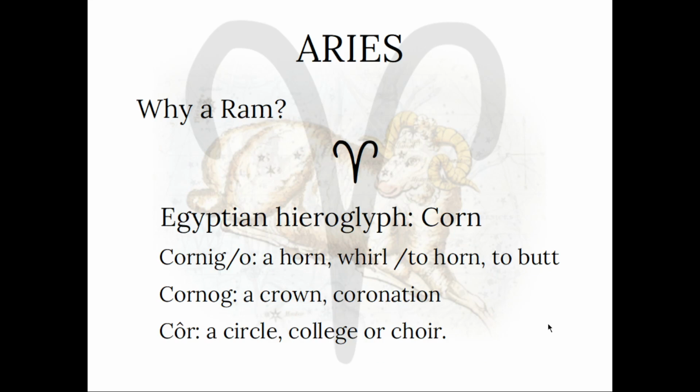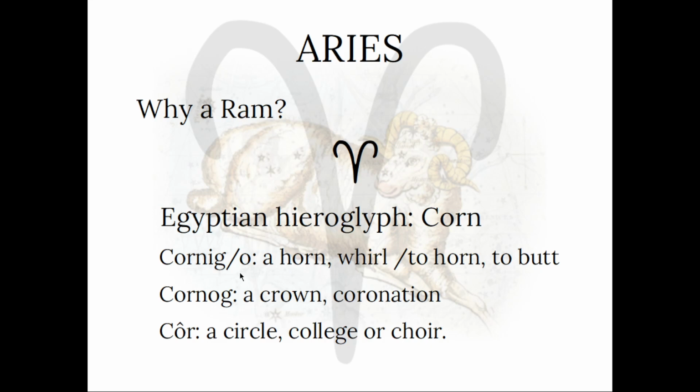The Egyptian hieroglyph is phonetically the same as the word corn, and it is a very good representation for the ram, I'd have to admit that. The Welsh translation or interpretation of this root word can mean a horn or a whirl. So we have both the horn of Aries and the whirl of the sun around the constellations of the zodiac.